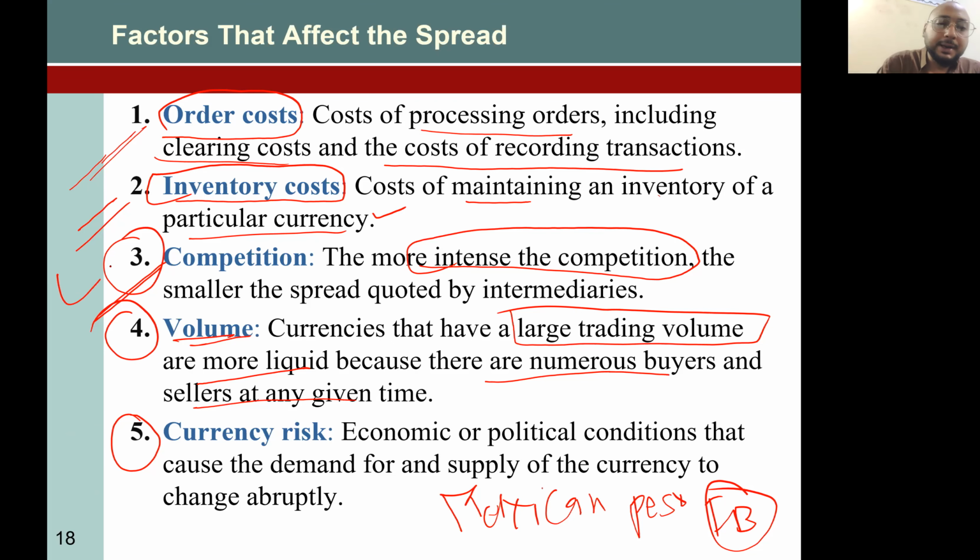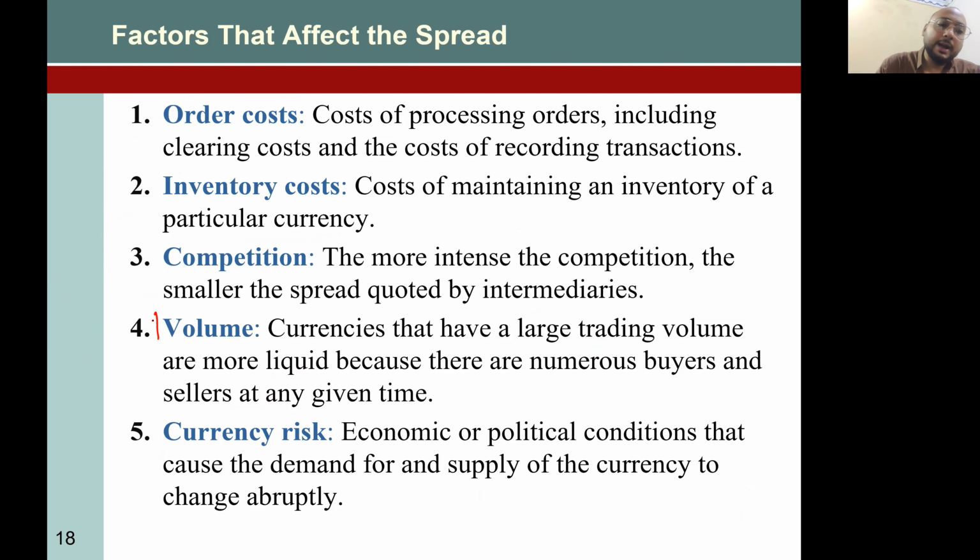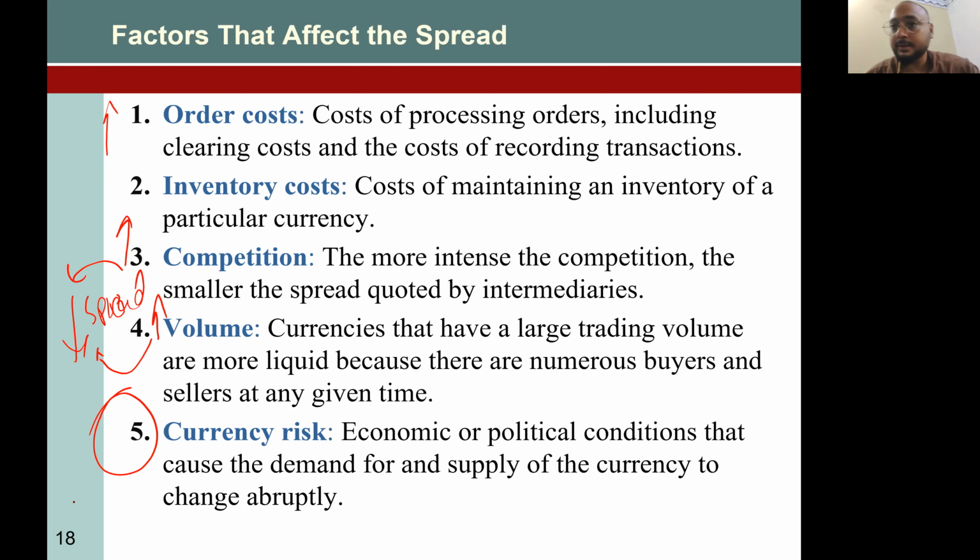And then currency risk. So remember, competition and volume have an inverse relationship with the spread. Higher volume, lesser spread. High competition, lesser spread. If high order cost, high spread. High inventory cost, high spread. High currency risk, high spread, which means if there is an economic or political condition that causes the demand and supply for your currency to change abruptly.